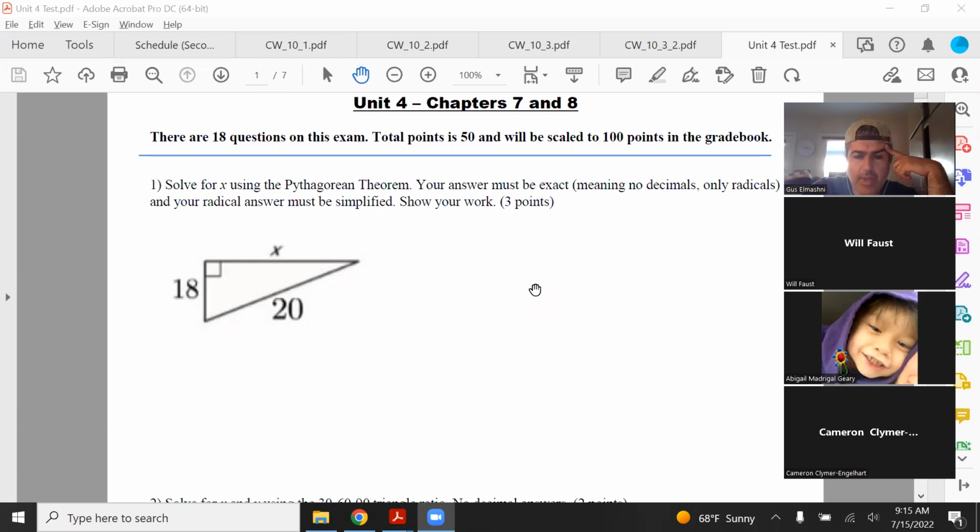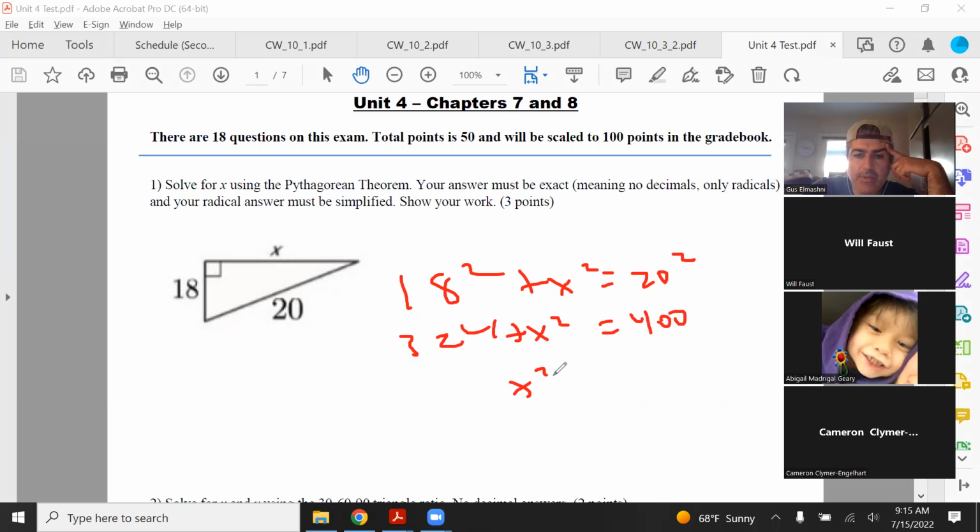This one went okay. All you had to do was just do 18 squared plus x squared equals 20 squared. If you use a calculator, that's 324, and that's 400. X squared is 76. And you isolate x squared, x is root 76. I said no decimals, and simplify the radical.